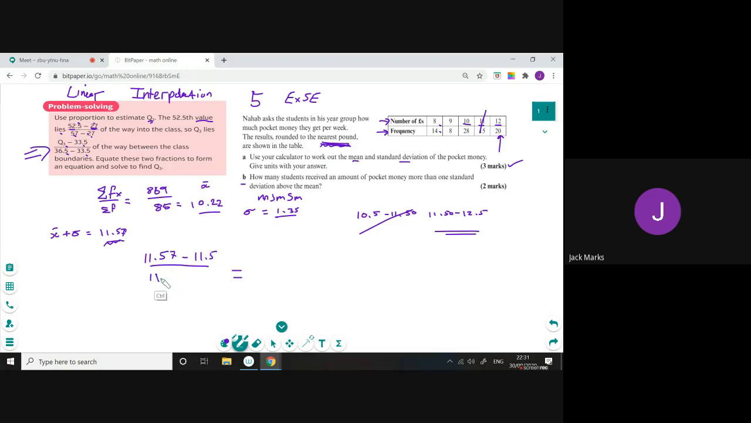So let's redo that. So this should be 12.5 minus 11.5. This should seem quite familiar to you from how we did linear interpolation before. What this does is it asks what proportion 11.57 is into the group of pounds. Whatever proportion it's into the group of pounds, that proportion is the same as the number is into the frequency group.